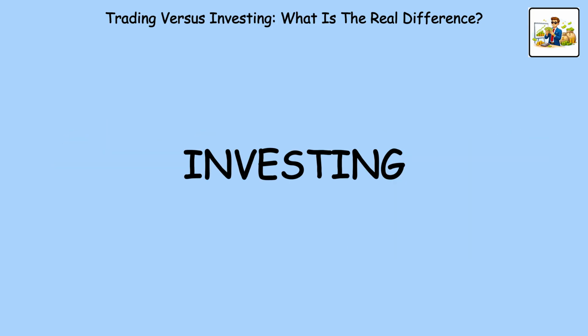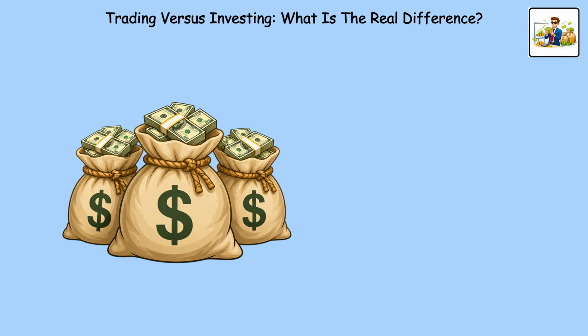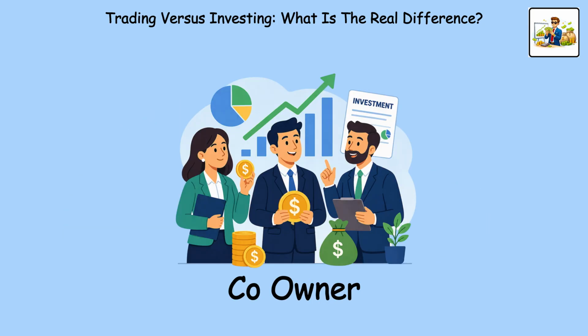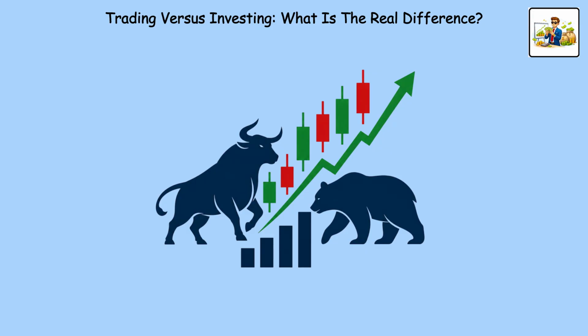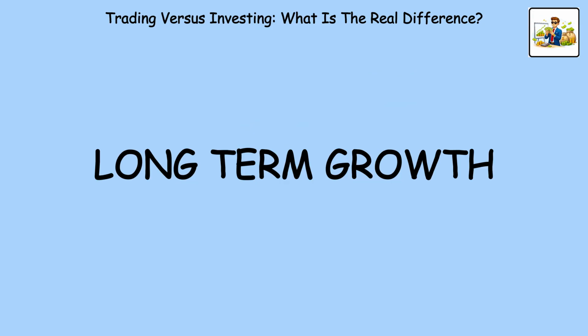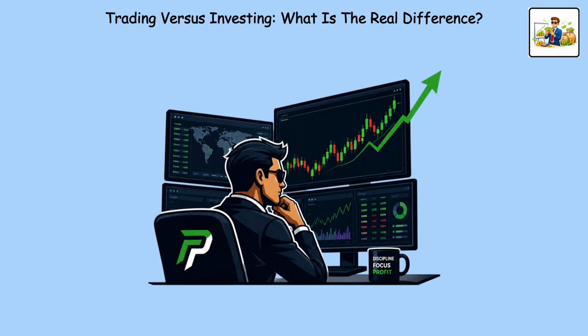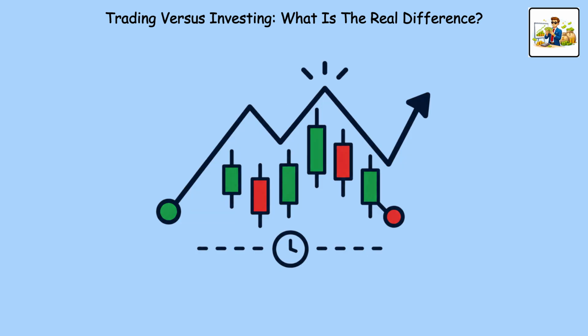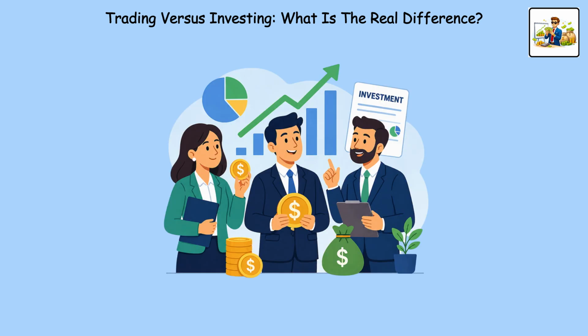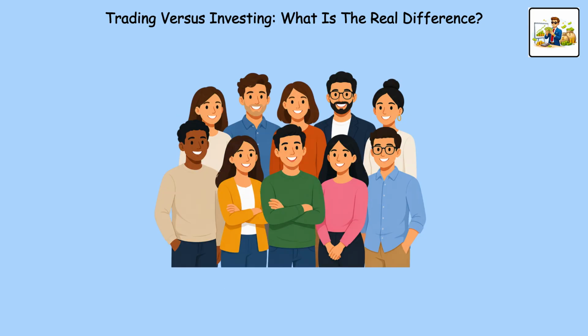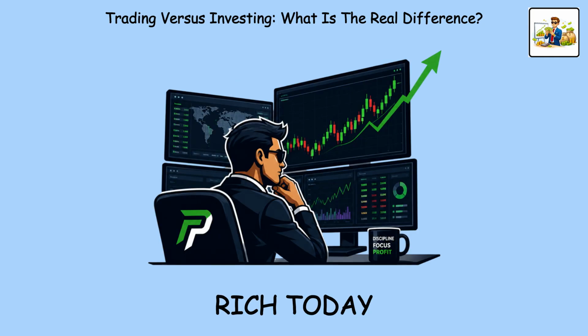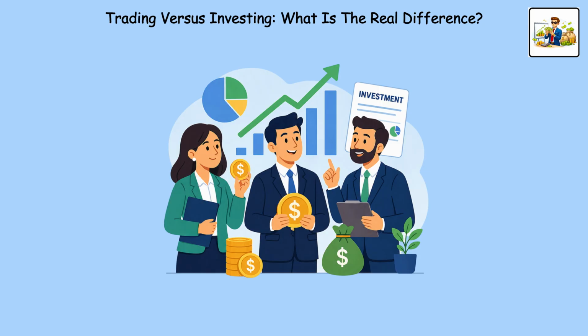Investing, however, is like planting an oak tree. You are buying a piece of a business because you believe it will be more valuable in 10 years, not 10 minutes. An investor is a co-owner, not a speculator. Investors don't care about the daily noise of the stock market. They care about long-term growth and compound interest. One is a full-time job of chasing candles on a chart. The other is a patient strategy for building generational wealth. The trader wants to get rich today. The investor wants to ensure they are never poor tomorrow.